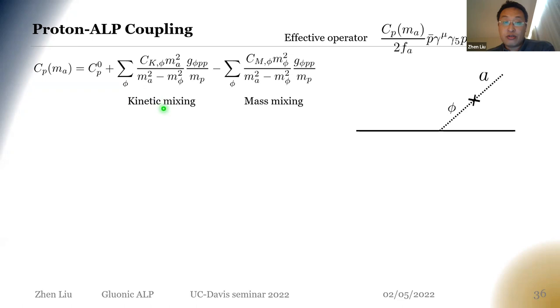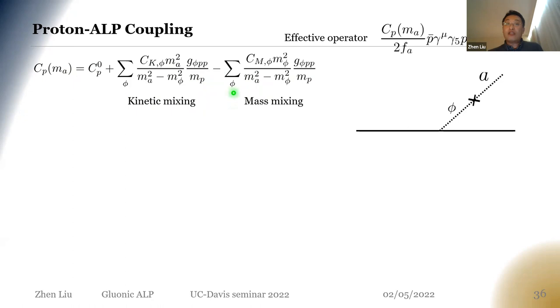The second piece is mass mixing. And there is a third piece, because I can rotate the gluon coupling to an axion-to-quark coupling. Quarks have wave function overlap with the proton, so the axion should couple to the proton directly. So I have three pieces of axion coupling to the proton. Previously, people only included the latter two pieces. The result is actually axion rotation dependent.